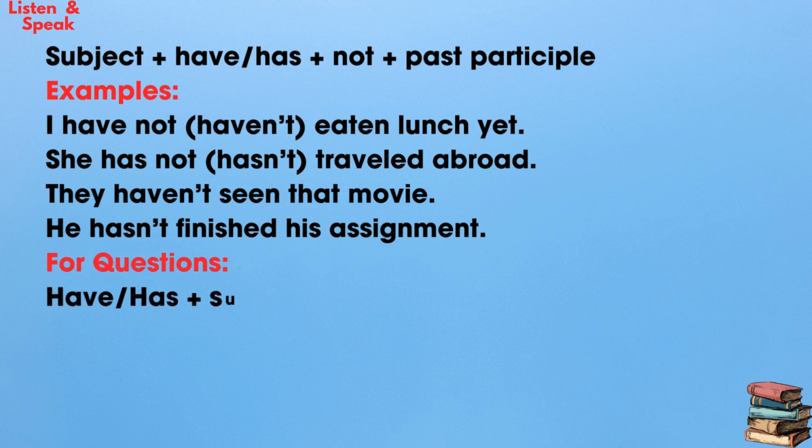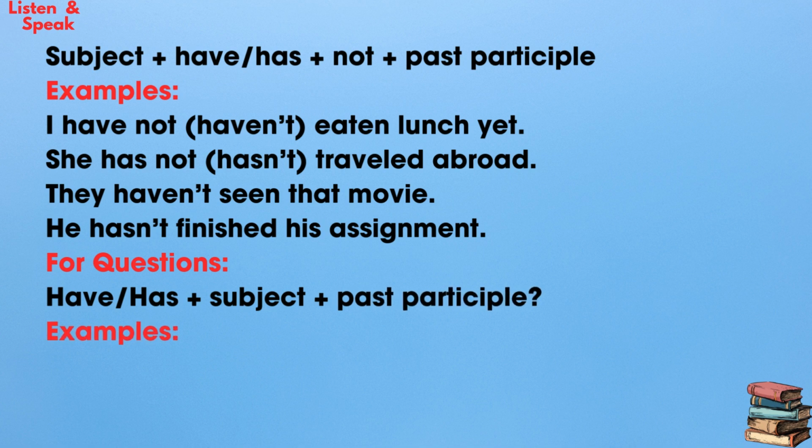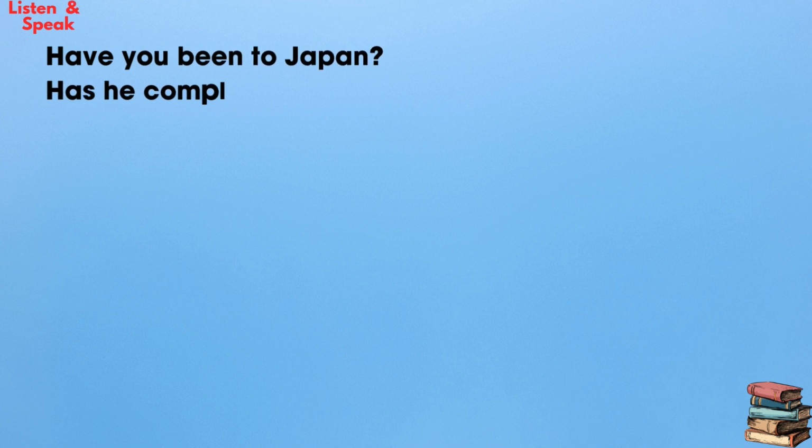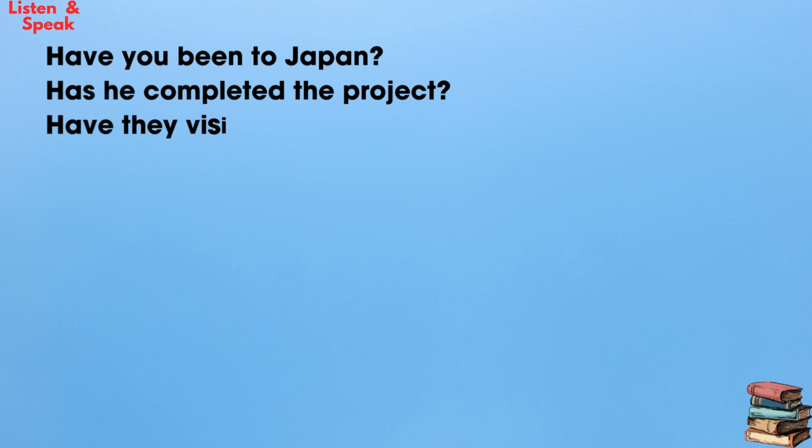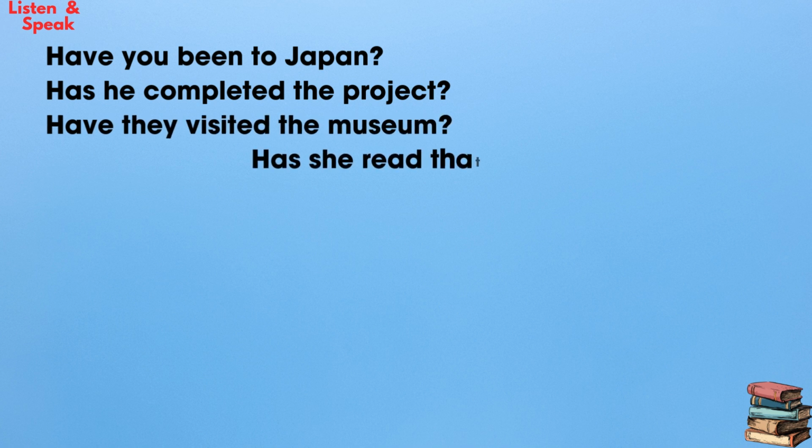For questions: have/has + subject + past participle. Examples: Have you been to Japan? Has he completed the project? Have they visited the museum? Has she read that book?